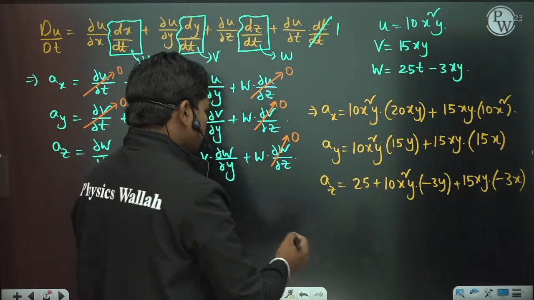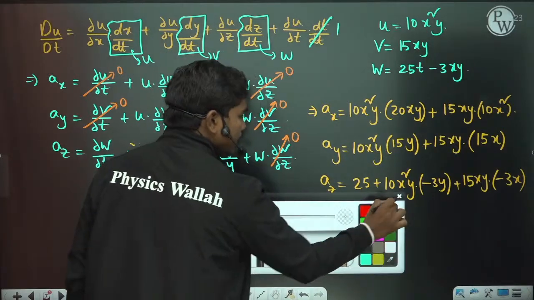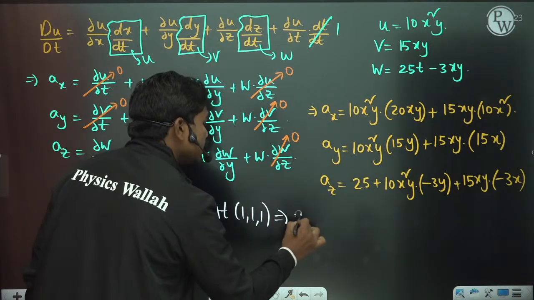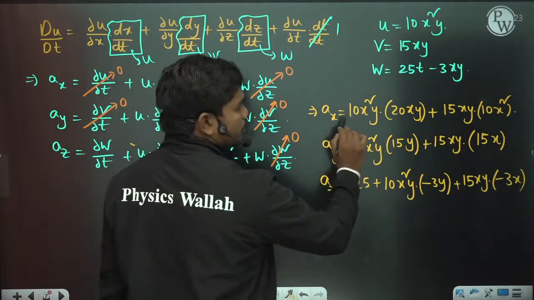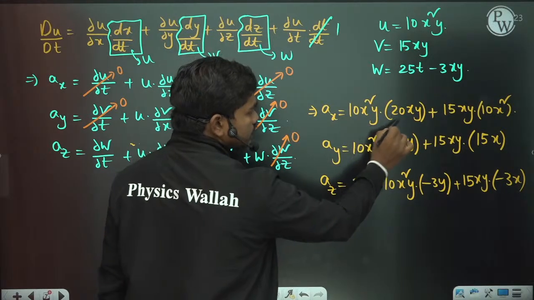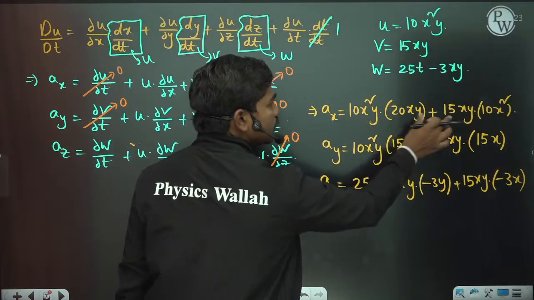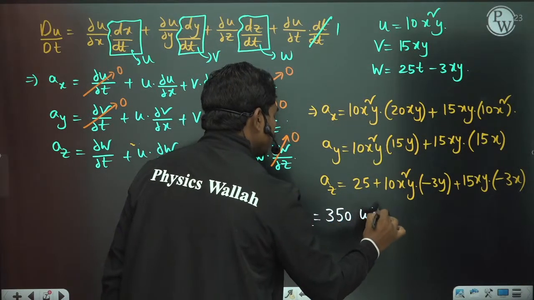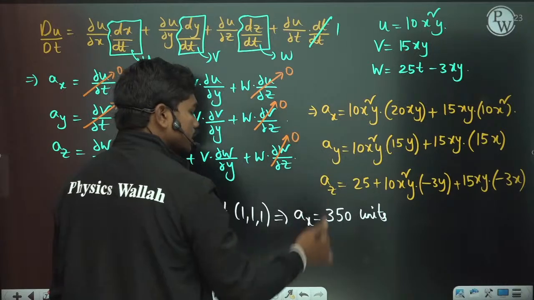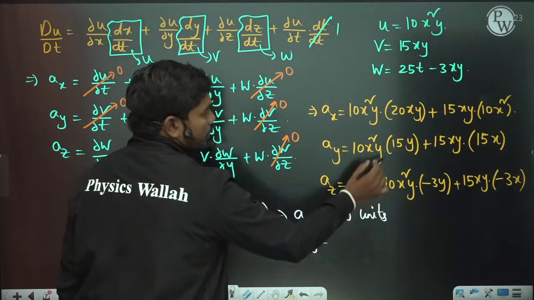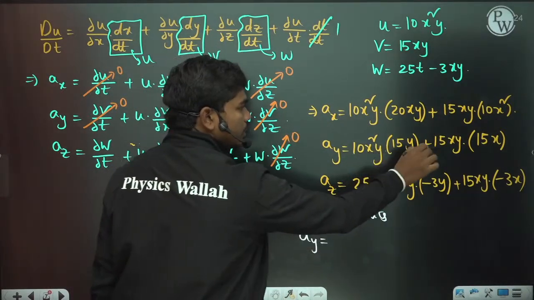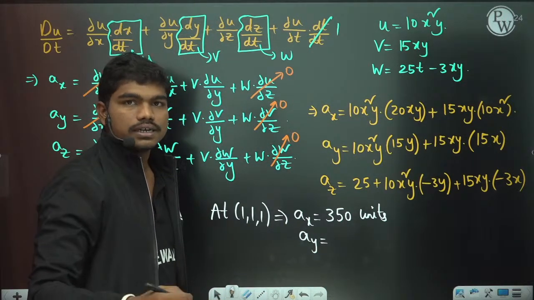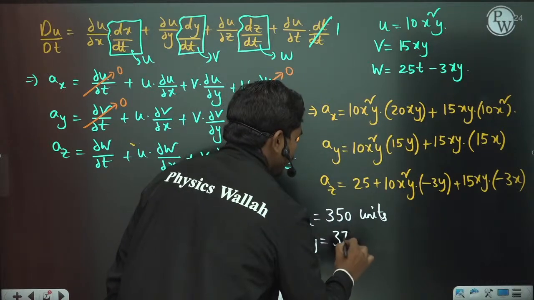Now at 1 comma 1 comma 1, this implies ax is equal to how many units? If you put 1, 10 into 20, 200 plus 150. So 200 plus 150, total 350 units, meters per second square or centimeters per second square depending upon the coordinates. Ay is how much? 10 into 15, 150 plus 225. Total 375 units.